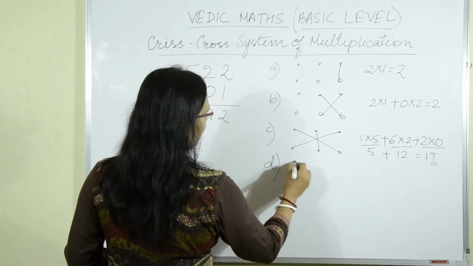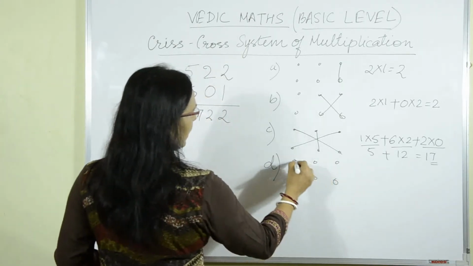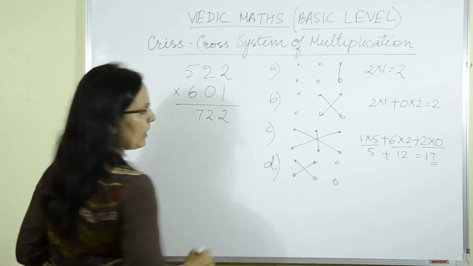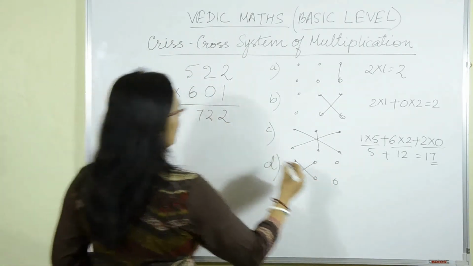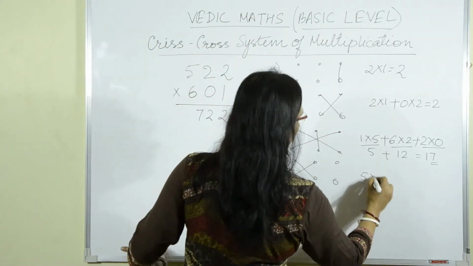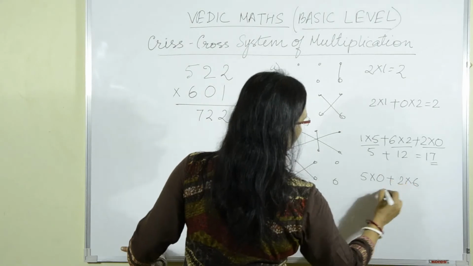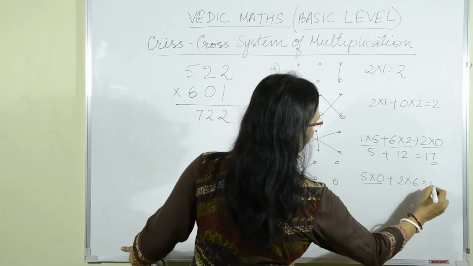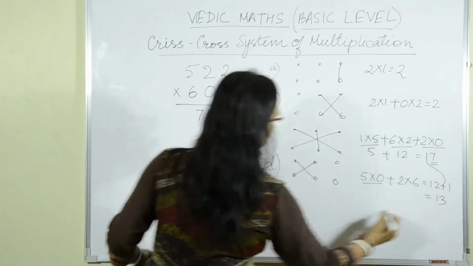Now again I come to the next step. The next step is I come to this part where I have the last 2-digit numbers. So what do I have here? 5 into 0 plus 2 into 6. This part is 0 again. This is 12 and with this one I have 13.